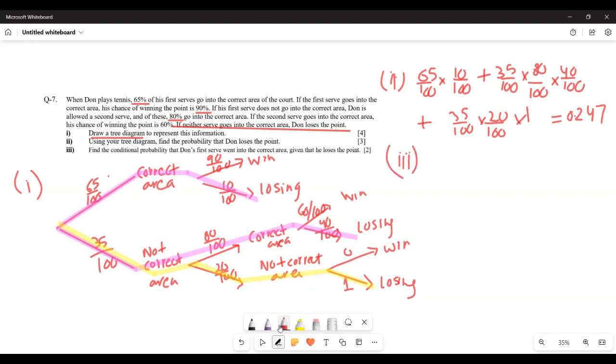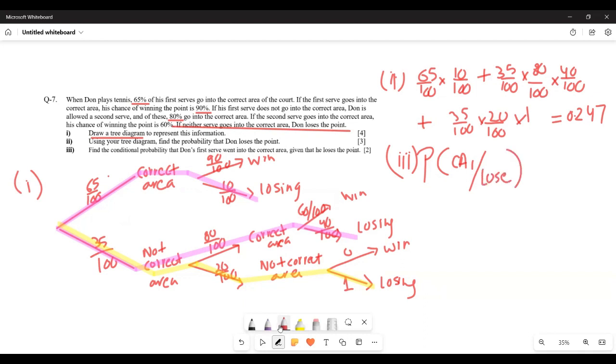Part 3. Find the conditional probability that Don's first serve went into the correct area given he loses the point. So probability, first time it goes into the correct area. So I'm writing correct area 1 to represent कि first वाला correct area की बात हो रही है. Given he loses the point, so lose.